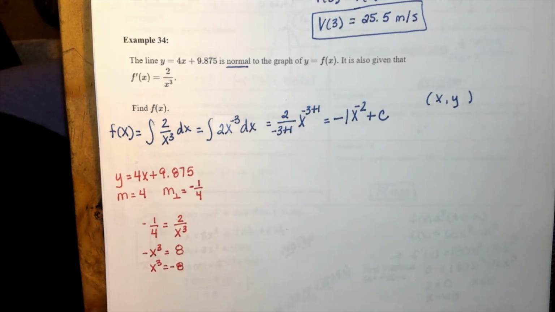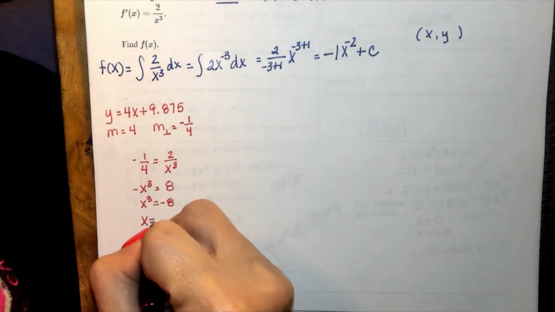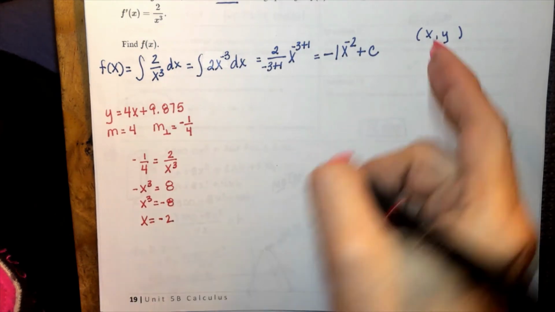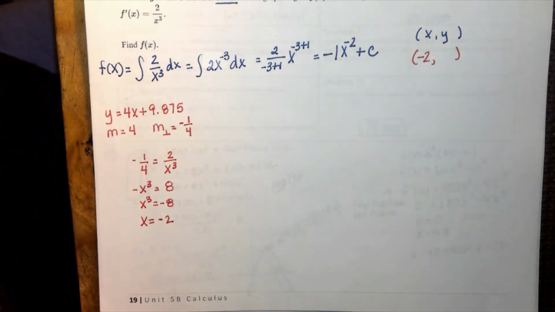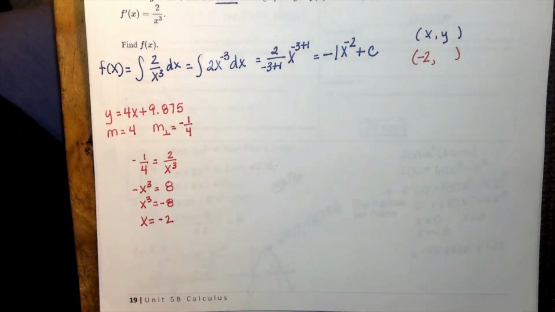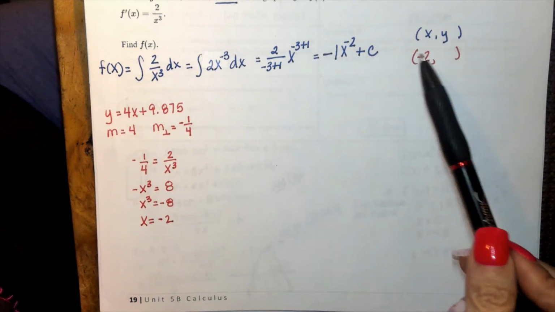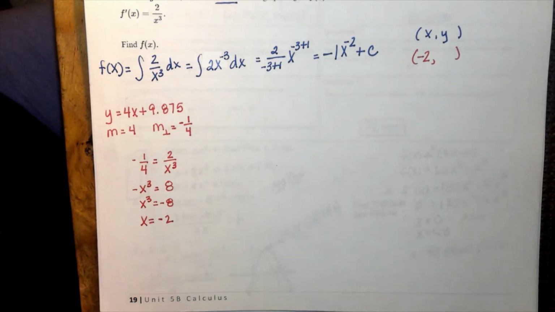The cube root of both sides would mean that x equals, hopefully you're thinking it, negative 2. So that means this ordered pair has an x value of negative 2. Now I know that there's some ordered pair on my graph that goes through negative 2, but how do I find that point right there?